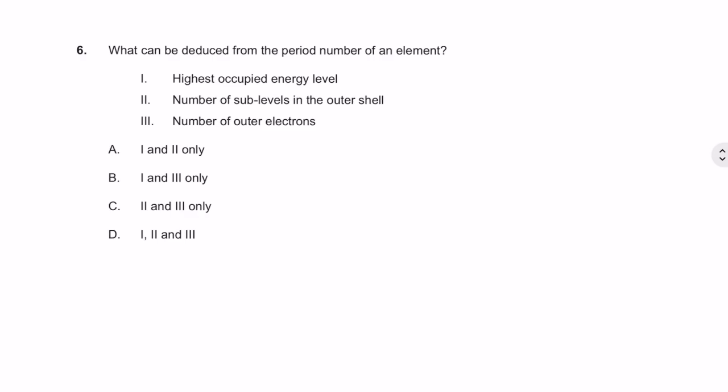Let's walk you through this. What can be deduced from the periodic number of an element? 1. The highest occupied energy level. 2. Number of sublevels in the outer shell. Or 3. The number of outer electrons.